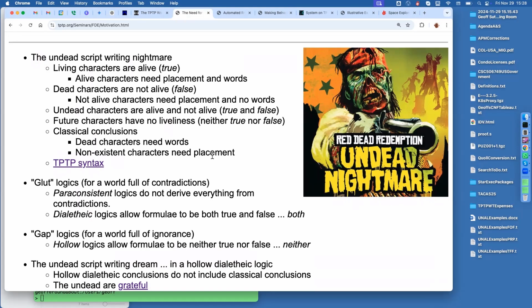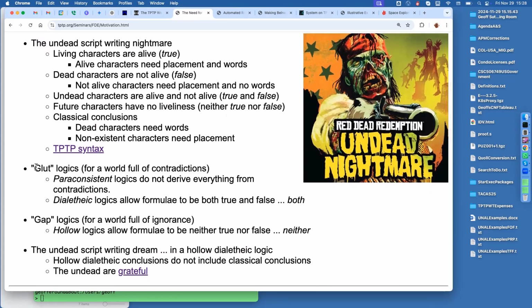Then there's The Walking Dead. They are alive and they are dead. So they are true and false. And then there's people who are not in the show. They are neither. They're not true, dead, or alive. They just don't exist. So now we need a four-valued logic.